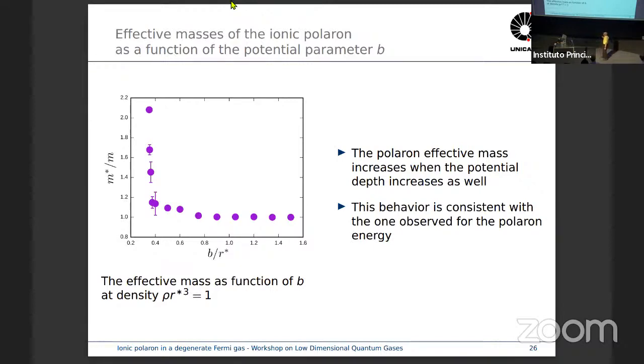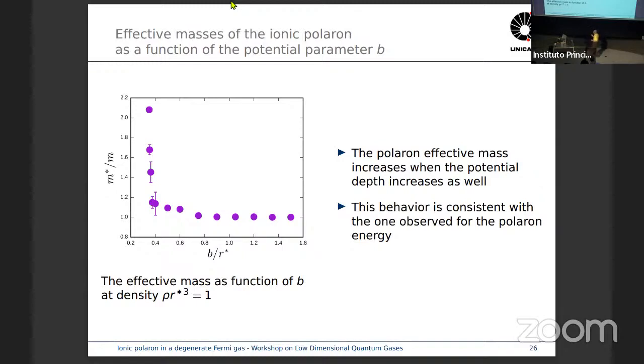Again, what we see is that as we approach the first bound state between the ion and the atom, the effective mass starts to grow. And what this means is that as the potential gets deeper, atoms are attracted to the impurity and they become larger and larger. The effective mass grows as the potential gets deeper.